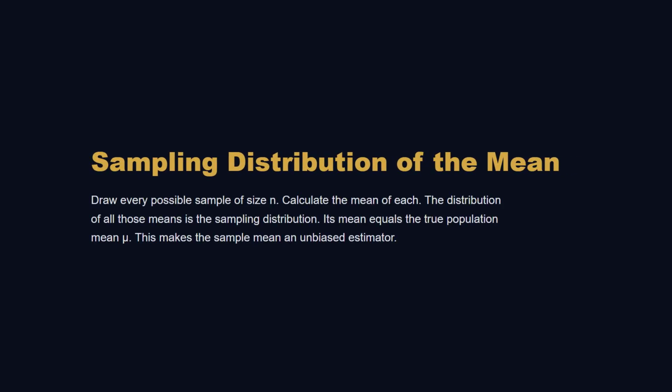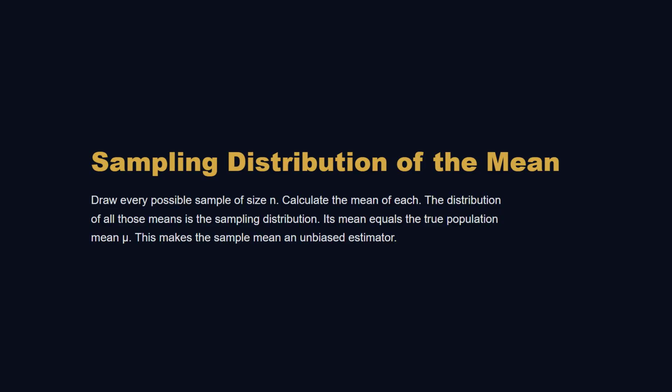Now, here's the powerful idea. If you could draw every possible sample of size 30 from the population and calculate the mean of each sample, you would get thousands and thousands of sample means. The distribution of all those sample means is called the sampling distribution of the sample mean. Not the distribution of the data, not the distribution of the population, but the distribution of the statistic itself across all possible samples. This is a crucial distinction.